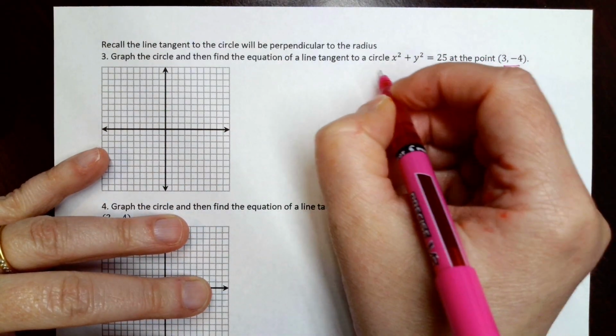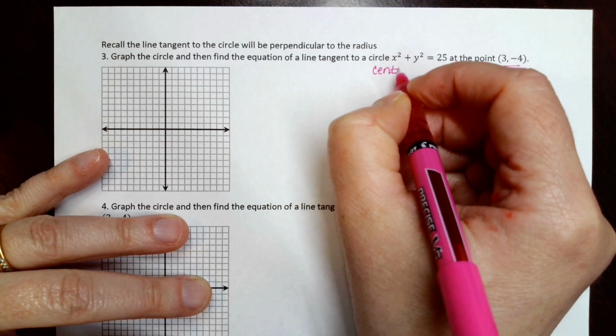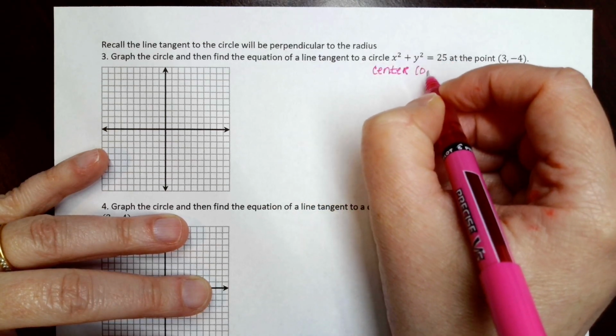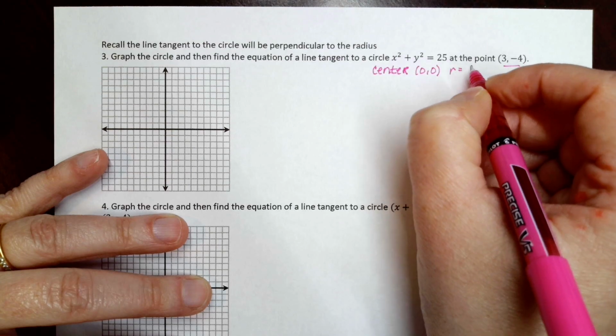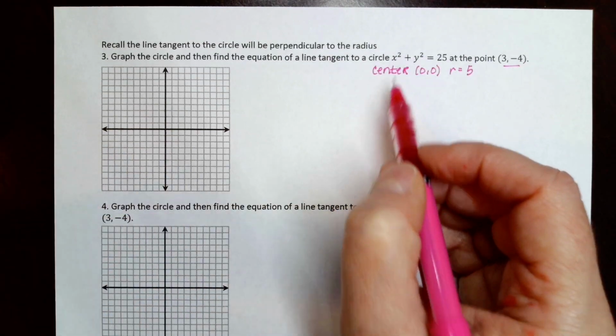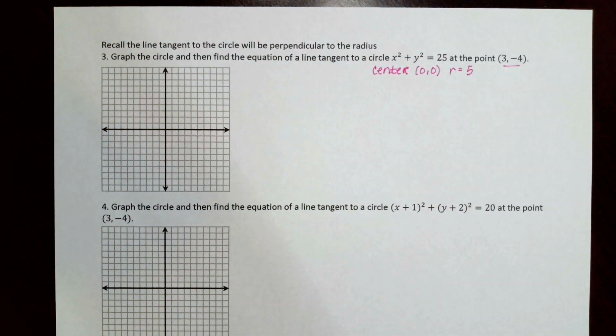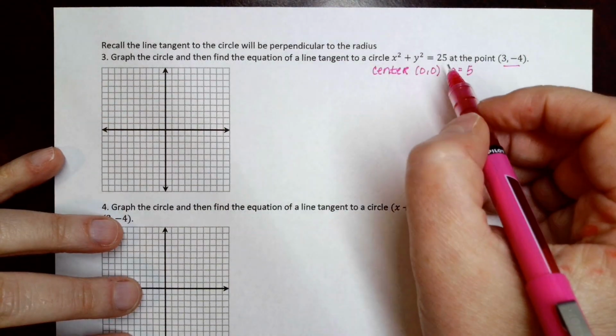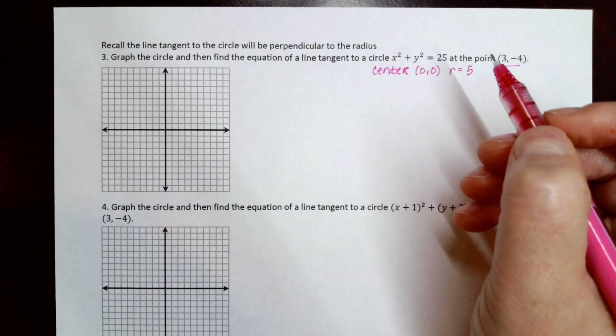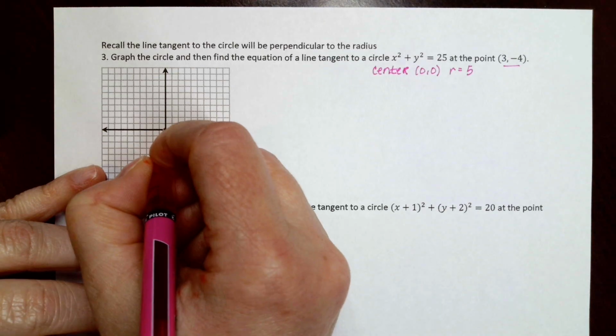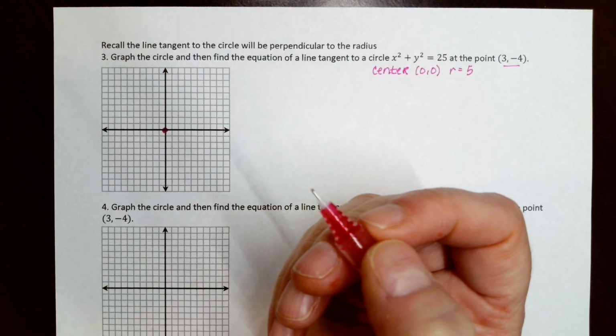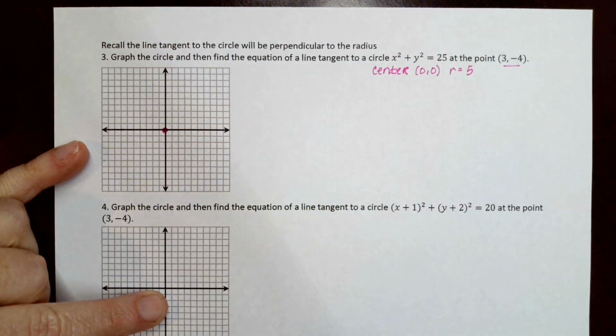As you notice, our center for this one should be at 0, 0, and our radius should be 5. Recall I don't have anything being added or subtracted to the x and the y, so that would be an implied 0, 0. My radius is always the root of whatever's on the other side. Here's my center, and the expectation when we graph by hand are the verticals up and down and the horizontals left and right.